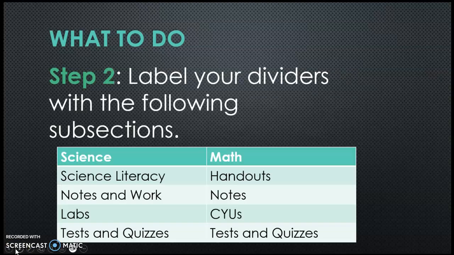After you have your name and subject labeled, the next thing that you're going to do, step 2, is label your dividers with the following subsections. If you are in one of my science classes, you have 4 sections: science literacy, notes and work, labs, tests and quizzes. And if you're in math, you also have 4 sections, but these are labeled as handouts, notes, CYUs, tests and quizzes.